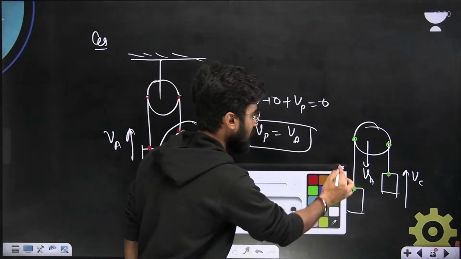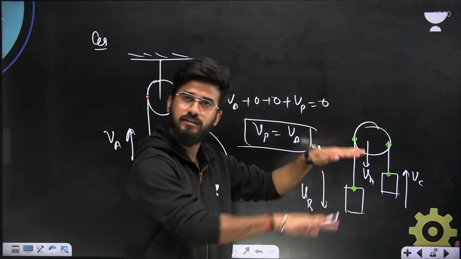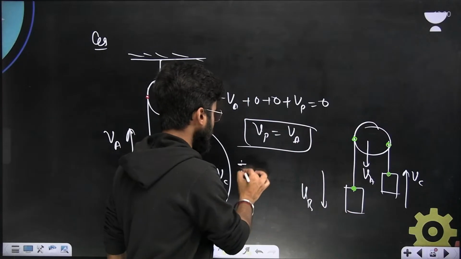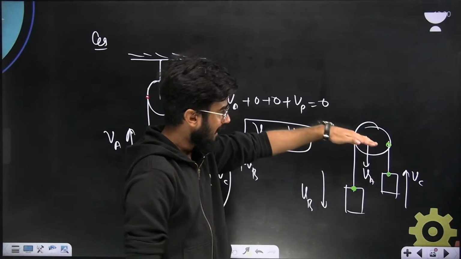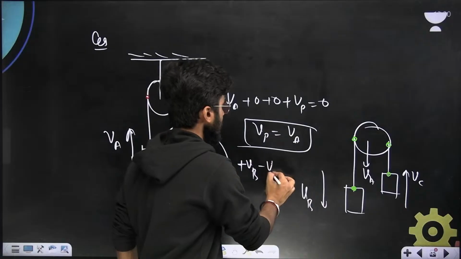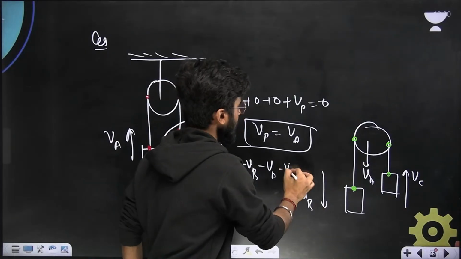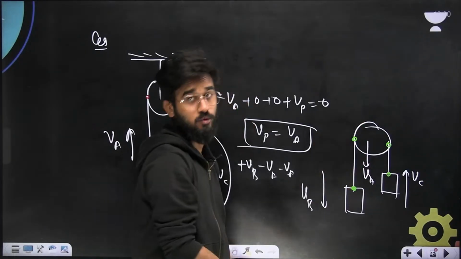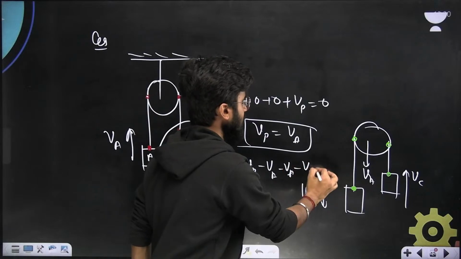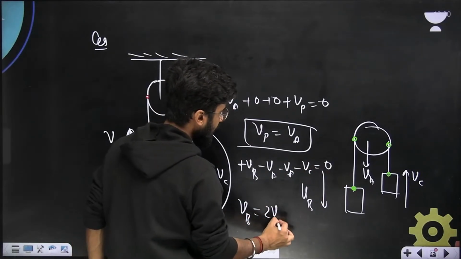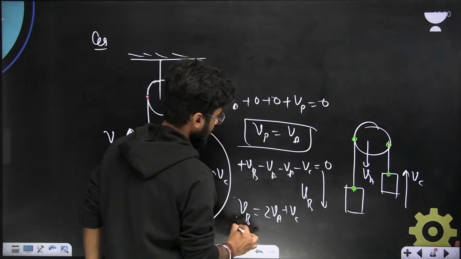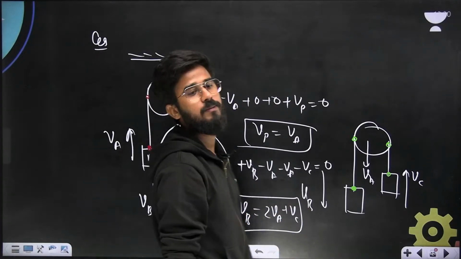How will we write? We will simply write that this is moving downwards, length is increasing, plus VB. This is moving downwards with velocity VA and length is decreasing, so minus VA. This is also minus VA. This is moving upwards, so length is decreasing again, so minus VC, that is equal to 0. So we can simply write VB is equal to 2VA plus VC. This is the relation between VA, VB and VC.